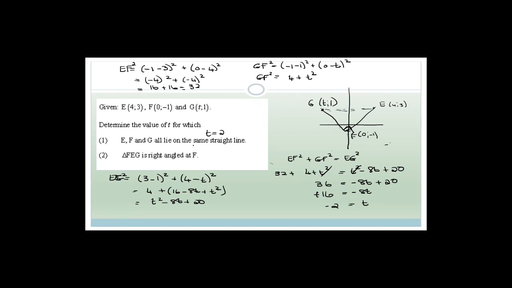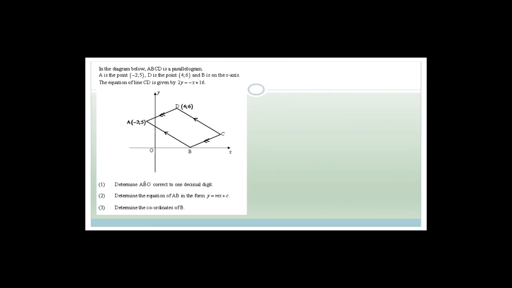And there we go, so the value for t is minus 2. Very nice question, because you had to realize, well, the previous one was fairly easy because it was collinear, which you're used to seeing. This one is a little bit more tricky because you had to realize that it is a right angle triangle, and then realize you have to work with lengths. Right, let's have a look at the next question.